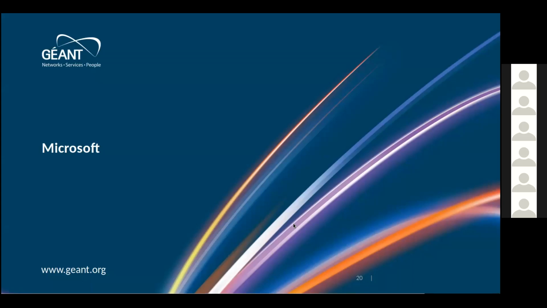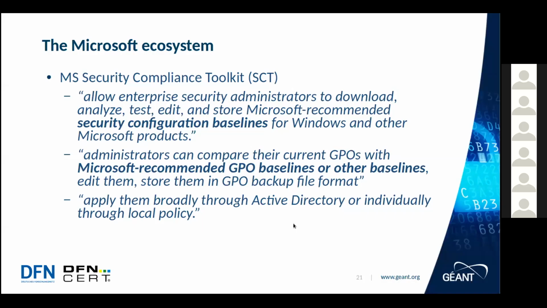What does Microsoft do? Of course, they do have similar things, and actually there's quite a bit of very useful information as well. In the Microsoft ecosystem, everything centers around a toolkit they call the Microsoft Security Compliance Toolkit, SCT. Again, it's free to download from Microsoft's website, and you will find links in the reference section of our presentation. Their goal is to allow enterprise security admins to download, analyze, test, edit, and store Microsoft recommended security configuration baselines for Windows and for other Microsoft products.